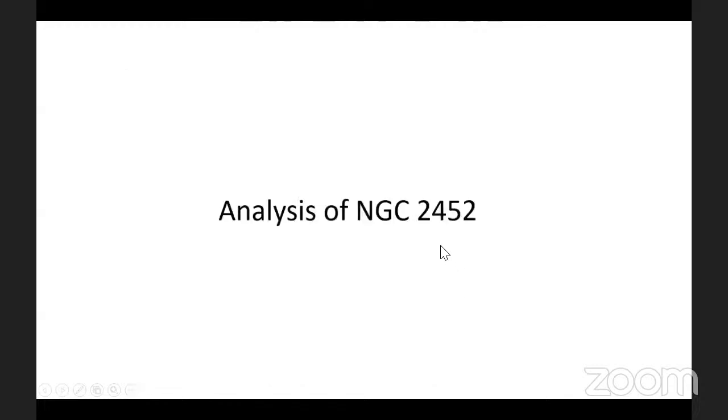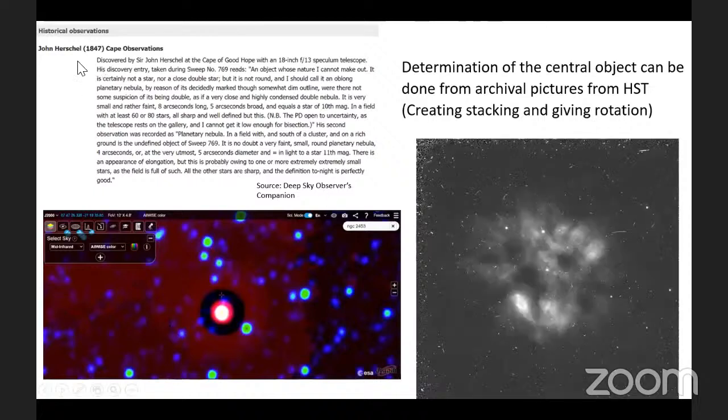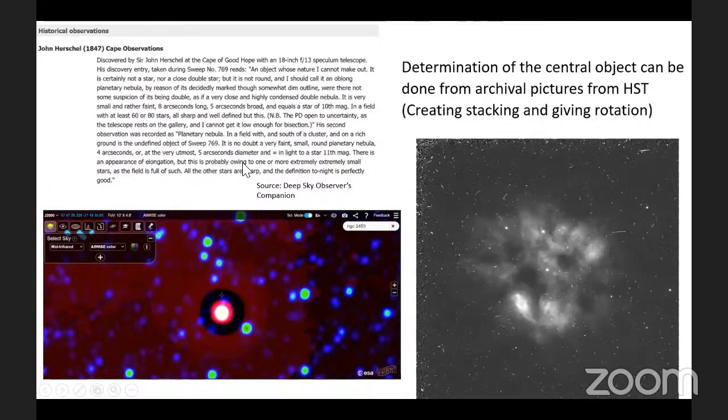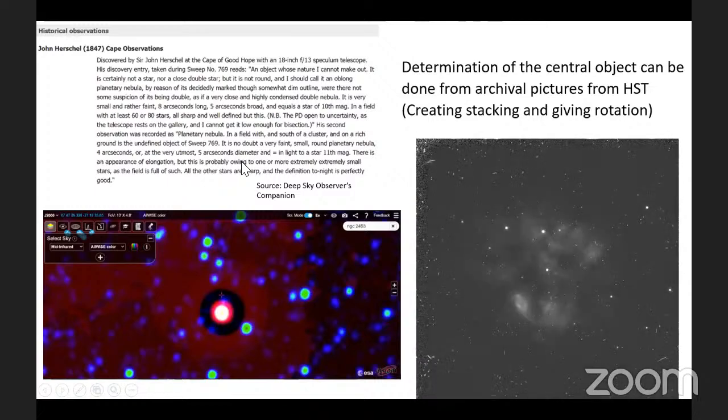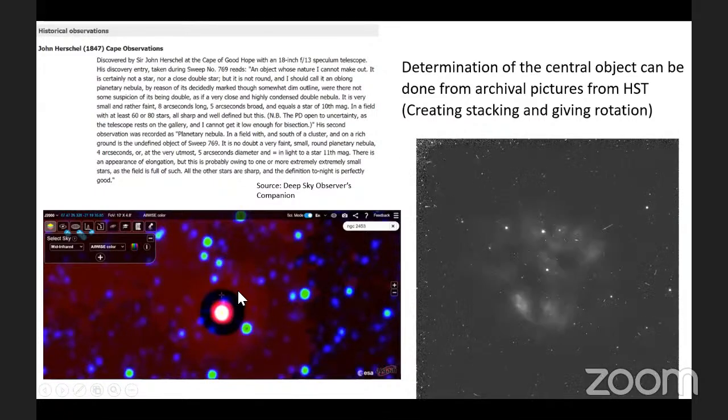Okay, going ahead with the analysis of NGC 2452. Here I should mention that NGC 2452 was first discovered by John Herschel in 1847, and it was one of the first planetary nebulas to be detected. On both of his observations, which is very interesting to read, he couldn't understand what it is, so he saw it like a fuzzy object. And we still see this from ESA Sky, and this is from the Hubble Space Telescope data.